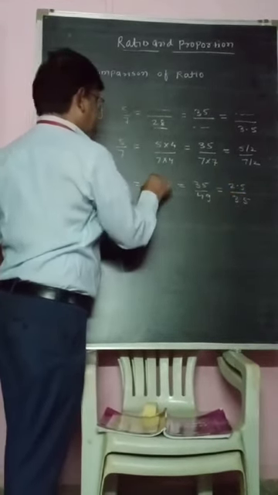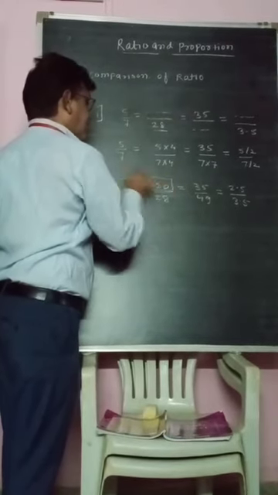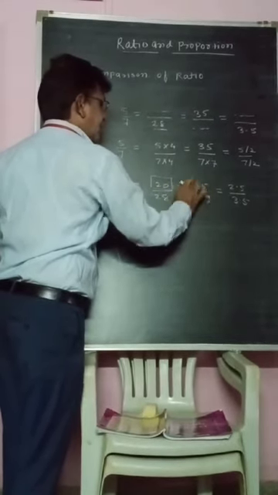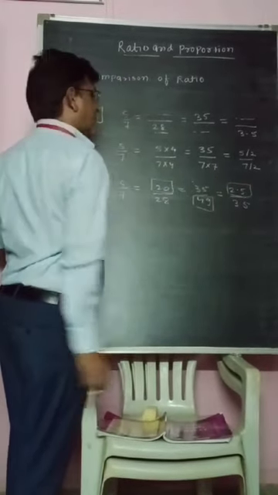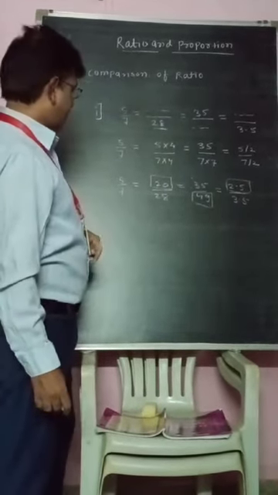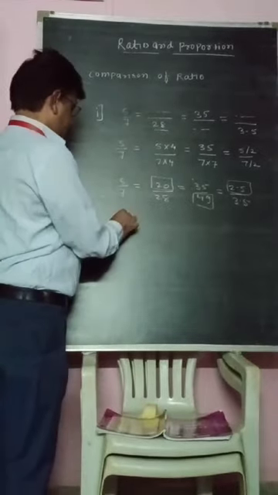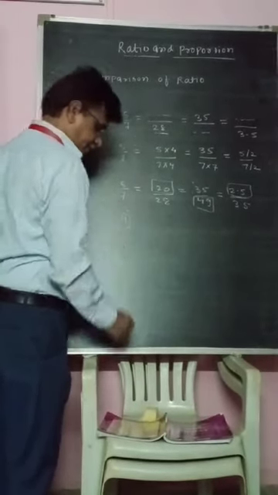Okay, in this way you can find the fill in the blanks. The answers here are 49 and 2.5. Right, this is the first question. Now come to the second question. What is the second question here?